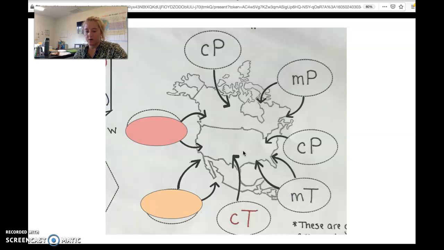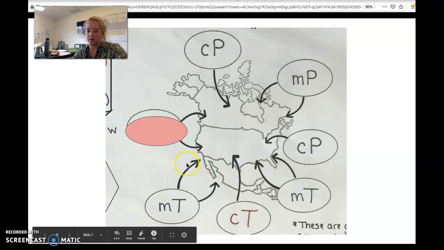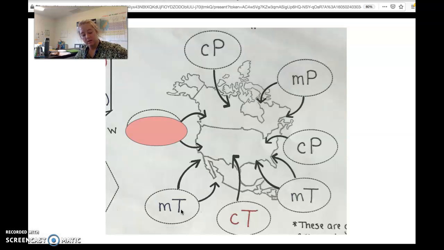Second to last one, our orange. I hope you would say that that is maritime. It's definitely forming over the ocean right here with our arrows. Maritime tropical, because it is again near that equator. Maritime means wet, tropical means warm, so we would expect to see wet, warm air come along with this air mass.